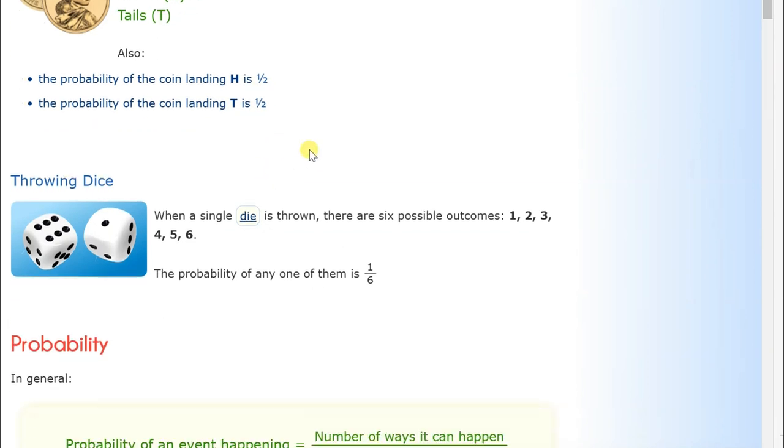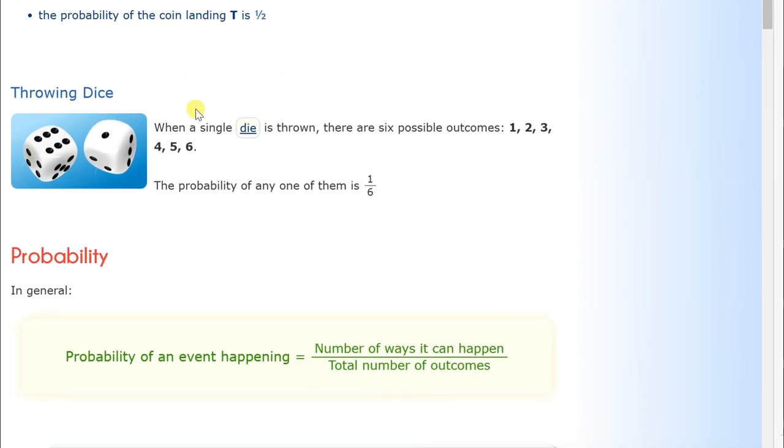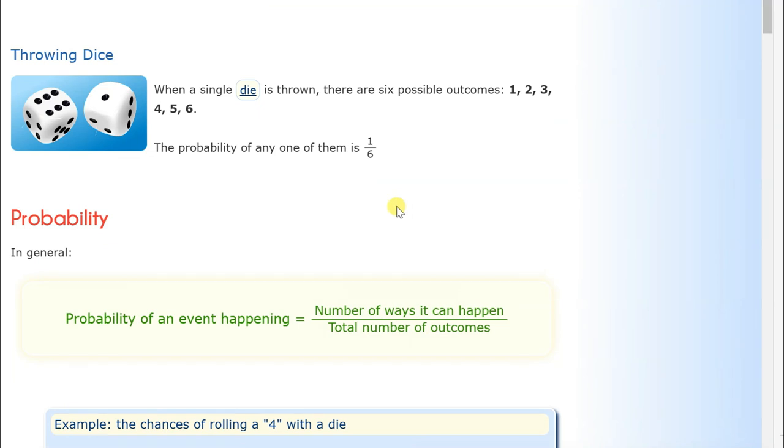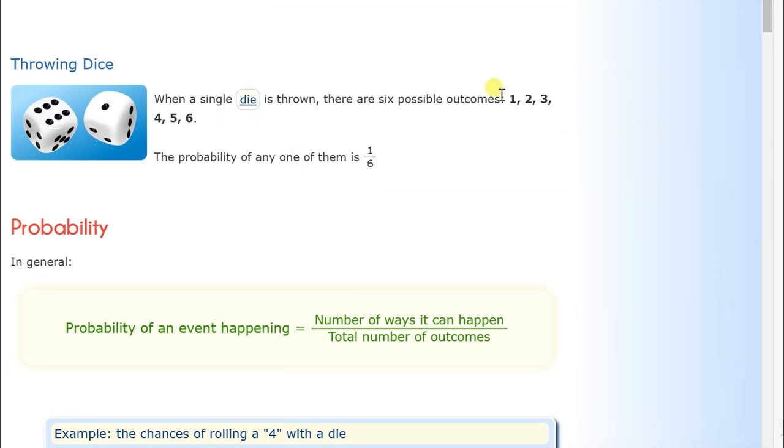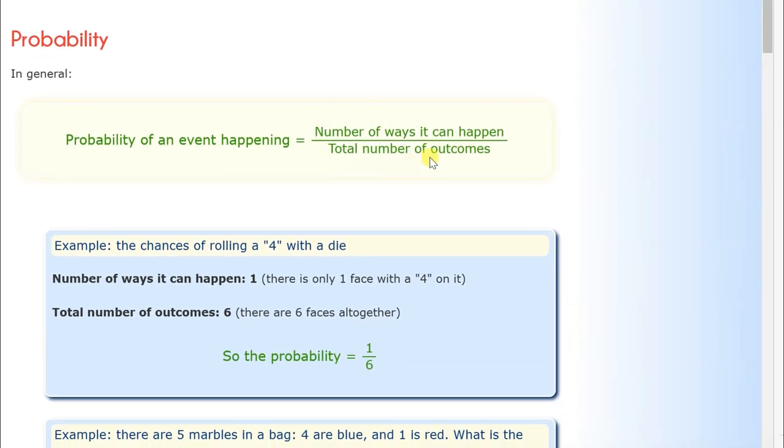When it comes to throwing dice, we have six possible outcomes, right? 1 2 3 4 5 6. So what is the chance for coming for every value? It is 1 by 6. The upper part will be the particular number that you are checking probability for, divided by the total number of outcomes you have. So this is like a formula.